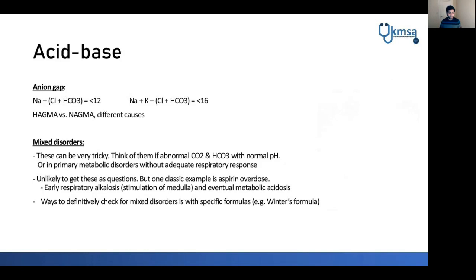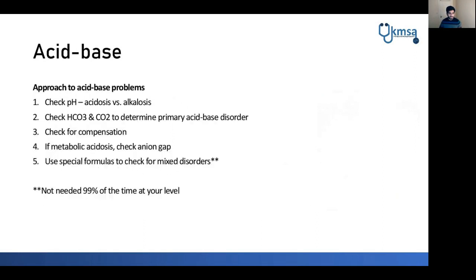The only one that I can think of that you should probably keep in mind is aspirin overdose, because it's so common. That can cause a mixed disorder by an early respiratory alkalosis, because the acid stimulates your medulla, so you hyperventilate, and then eventually the metabolic acidosis from the actual acid of aspirin being mixed in with your blood. The way you specifically detect these mixed disorders is with 4 or 5 different equations you can use. But again, I would say that it's not so relevant here. So just know your basic stuff.